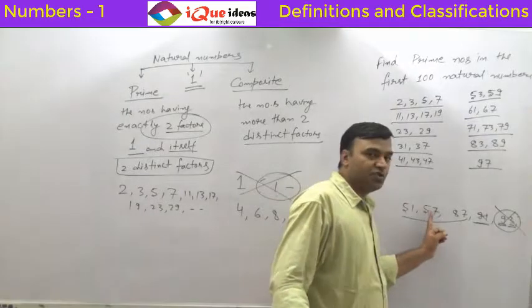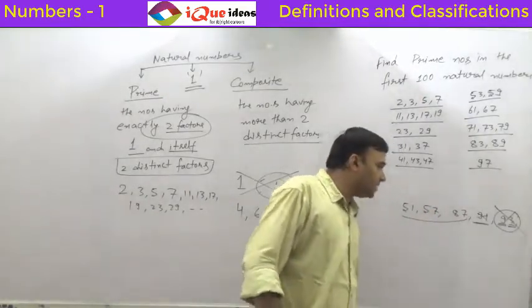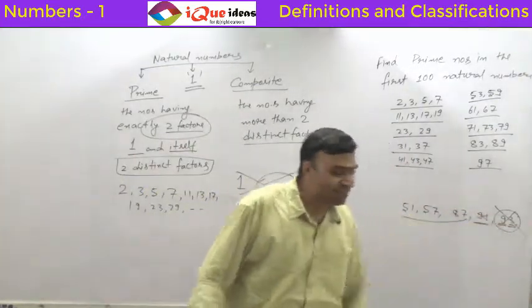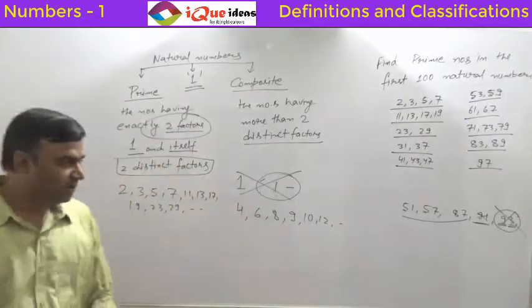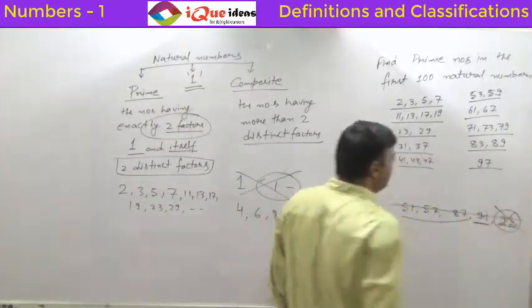57. 5 plus 7, that is 12. 12 is divisible by 3. So 57 will also be divisible by 3. 87. 8 plus 7, that is 15. 15 is divisible by 3. For that matter, 9 plus 3, 12, that is also divisible by 3. So all these numbers are divisible by some or the other number. Hence, they are not prime numbers.